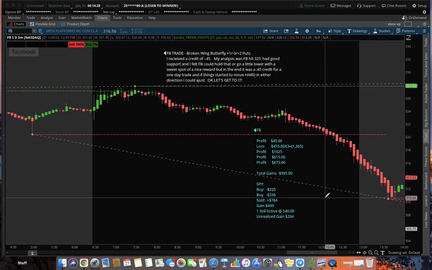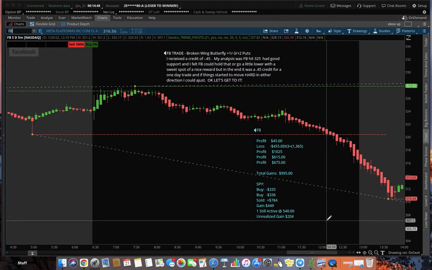And then over here, buying those 2 puts, I sold one at the end of the day for $784. And so that ended up being a $449 gain on that one SPY put. And then I have one that's still outstanding and active. And its value right now is $540, so that's an unrealized gain of $204.